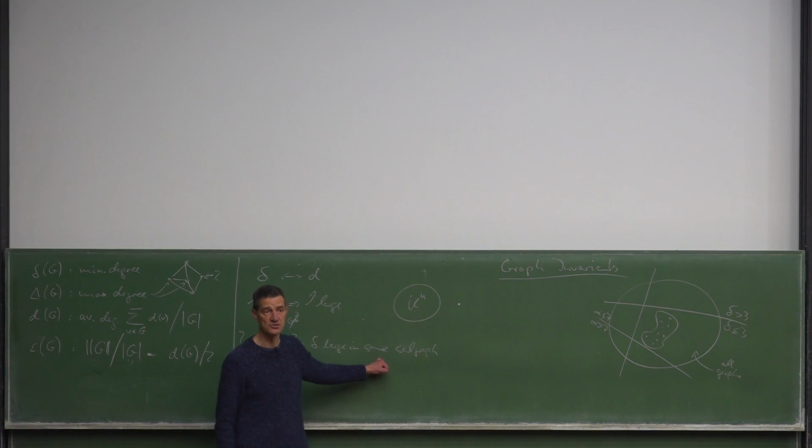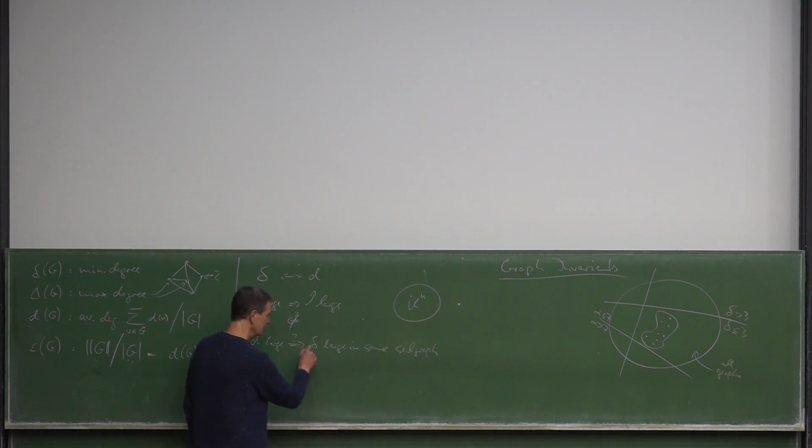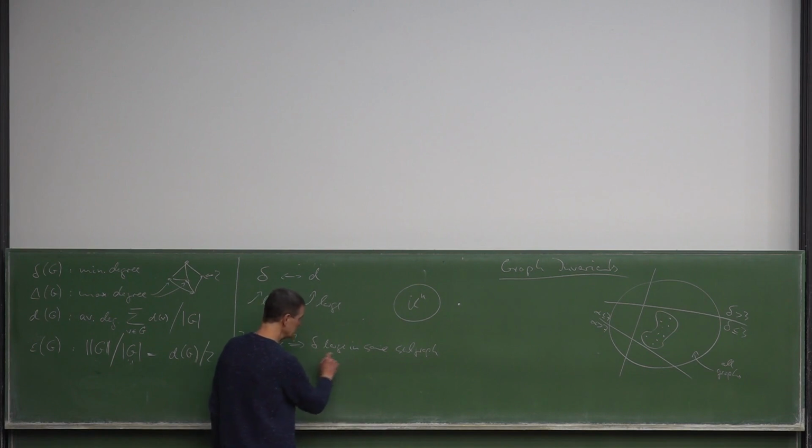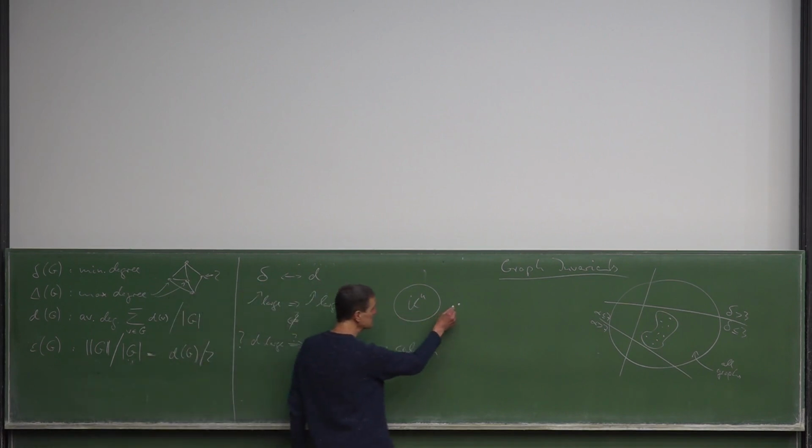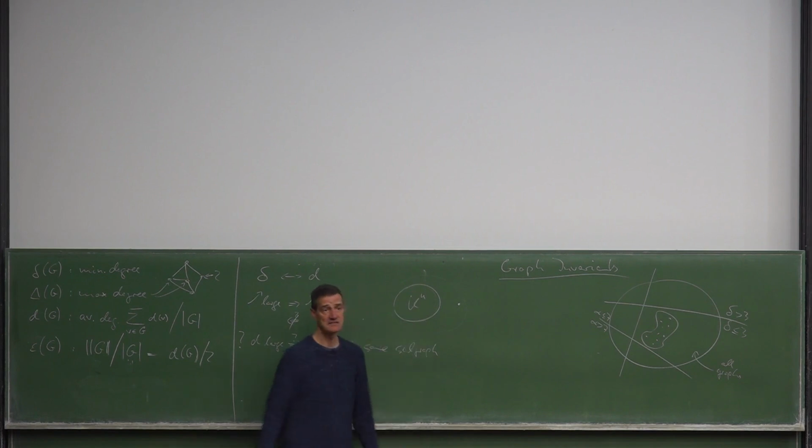Some, very important mathematical word. Some means there exists, okay? When I write delta is large in some subgraph, then that's shorthand for there exists a subgraph whose delta is large. Okay, now it becomes interesting. So in this example, yes, this has large average degree, and there exists a subgraph whose min degree is large.